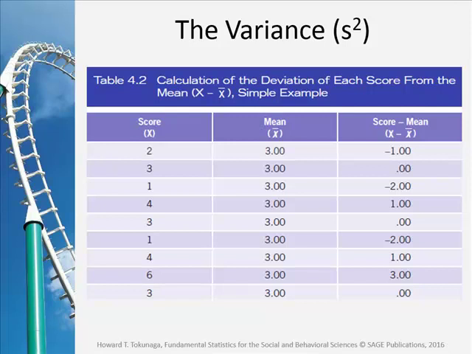1 squared is 1, 2 squared is 4, 3 squared is 9. No matter what we do, when we square something, we take away the negatives. And so we can still capture the distance from the mean.